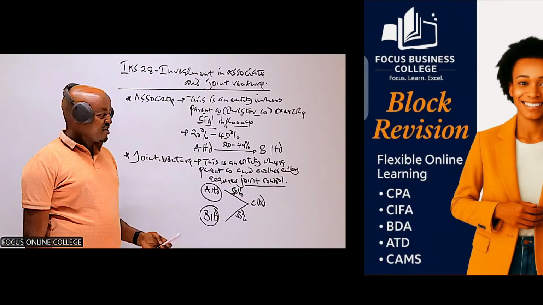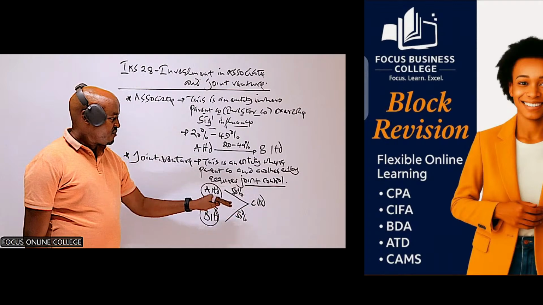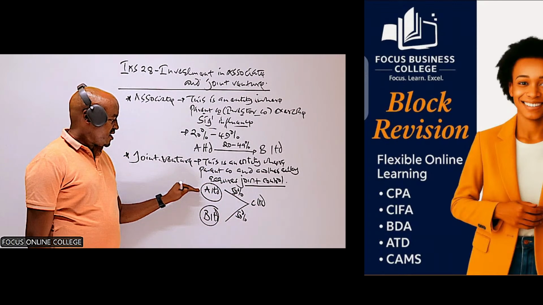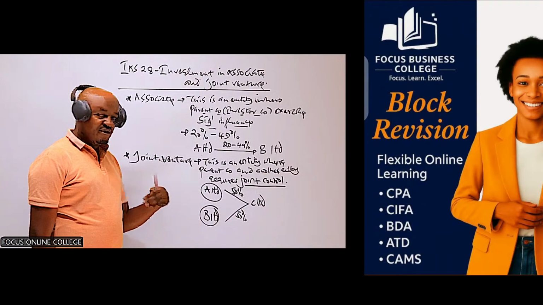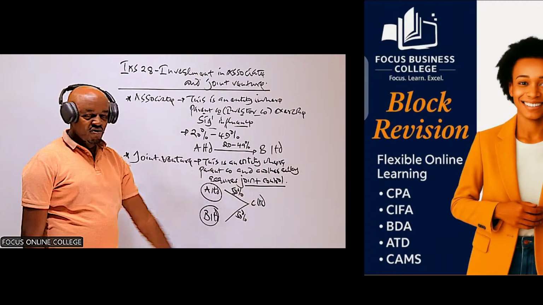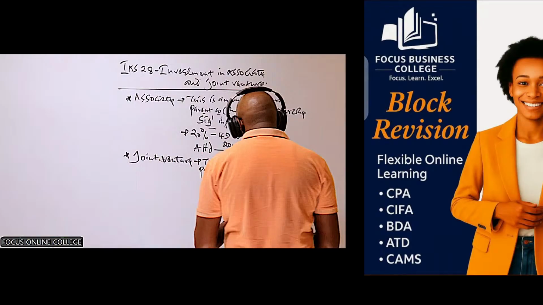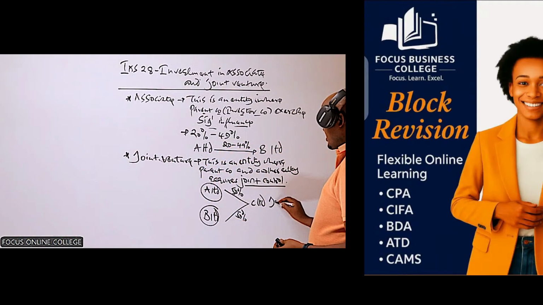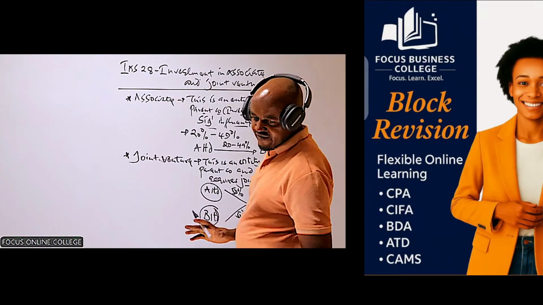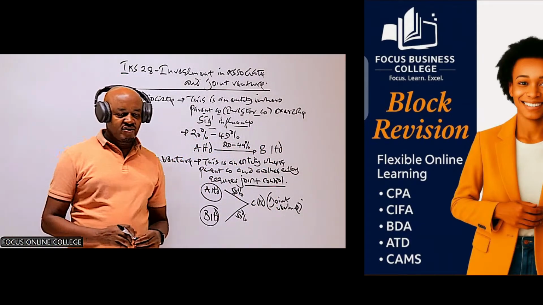So in this case, we say that these two companies have acquired a joint control in C. Joint control means that the operating and financial decisions of this company here, that is C, will be jointly controlled by A and B. So A and B will be jointly controlling the operating and financial decisions which are made by C. And therefore, we refer to this company as a joint venture.